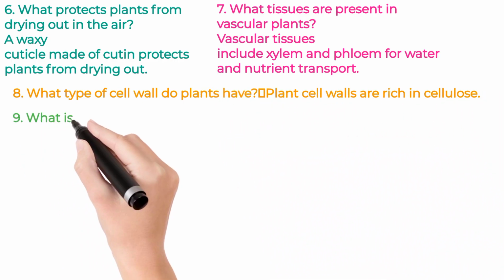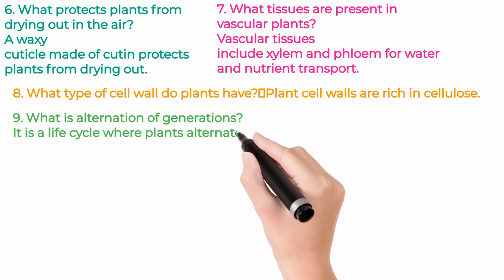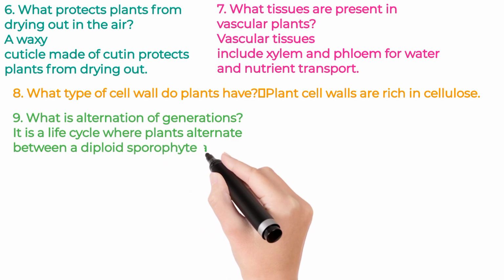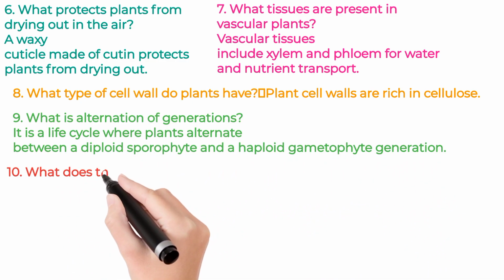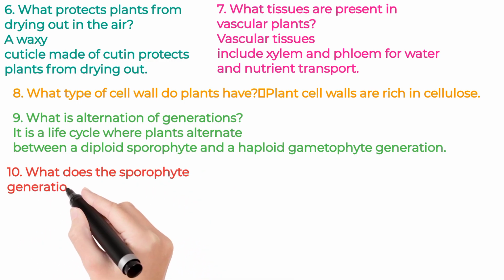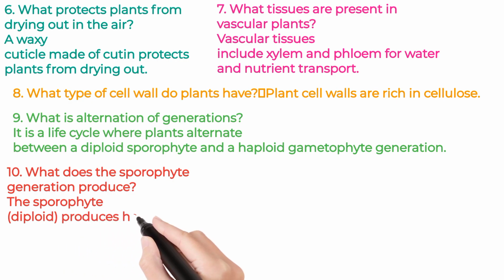9. What is alternation of generations? It is a life cycle where plants alternate between a diploid sporophyte and a haploid gametophyte generation. 10. What does the sporophyte generation produce? The sporophyte, diploid, produces haploid spores through meiosis.